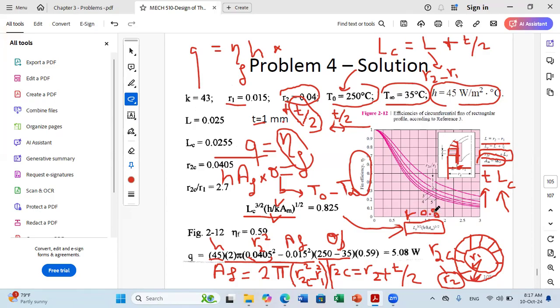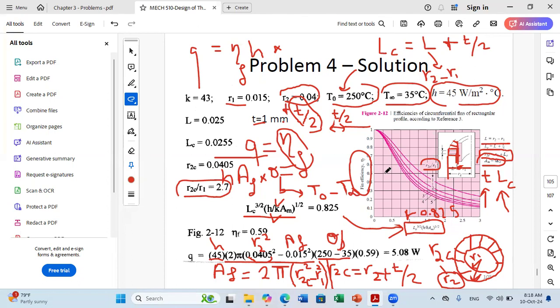Now we need another parameter. The second parameter is the ratio R2 corrected over R1. We have calculated already R2 corrected. It's 0.0405 and R1 is 0.015. So we can get the ratio. The ratio R2 corrected over R1 is equal to 2.7.